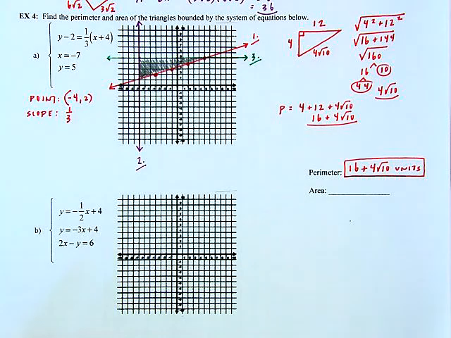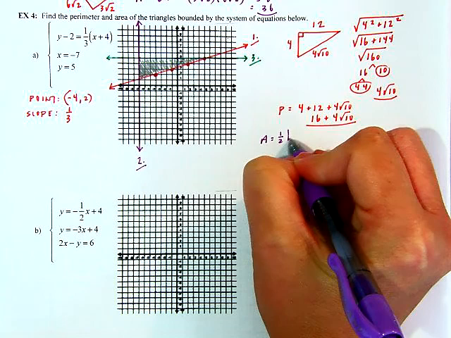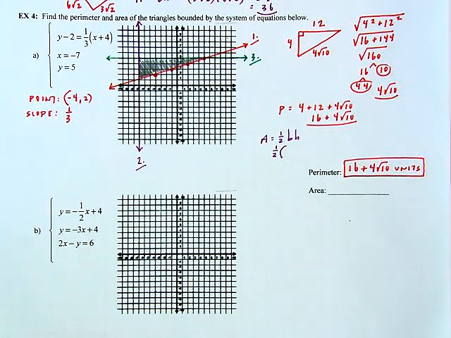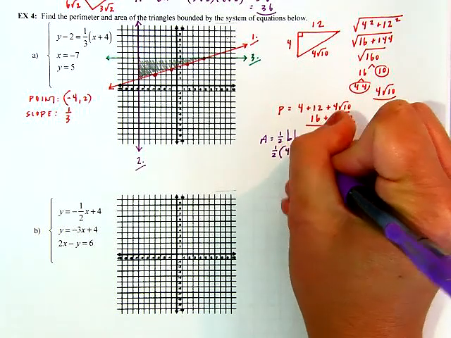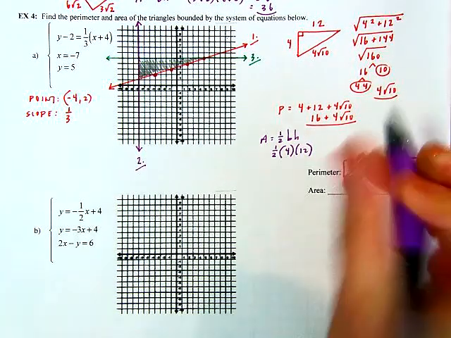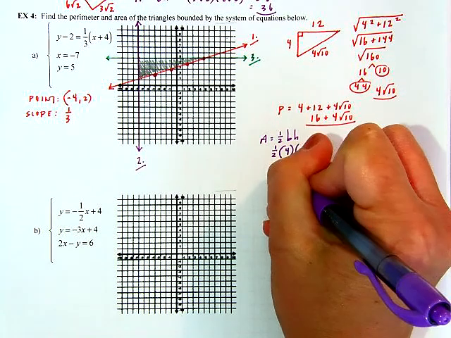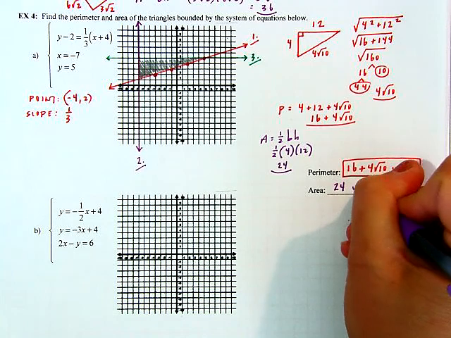Okay, and then I need area as well. So area would be 1/2 base times height. It's a triangle. When it's a right triangle, the 2 legs are the base and the height, so the 2 perpendicular segments, the 4 and the 12. So half of 4 is 2, times 12 is 24. So my area would be 24 units squared.